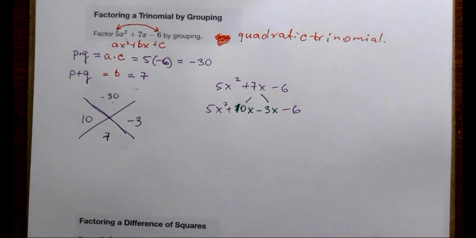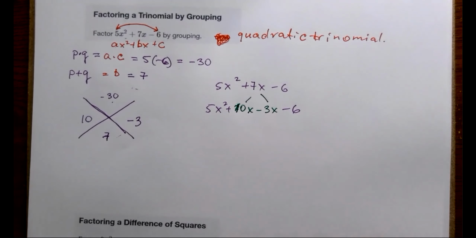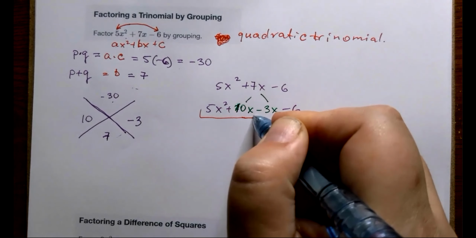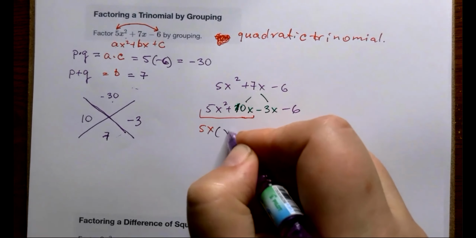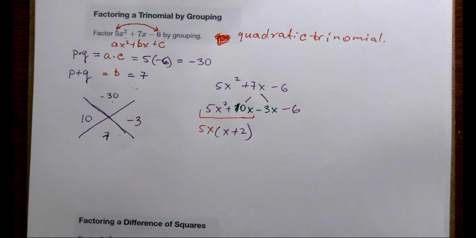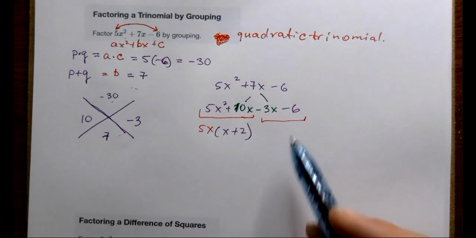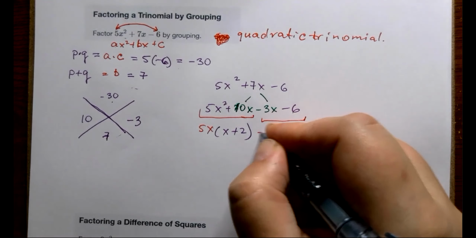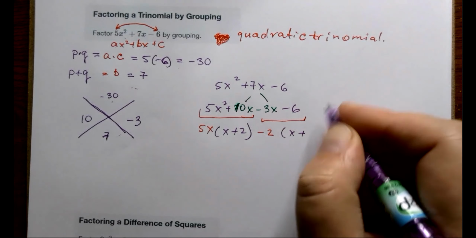So now I have a polynomial in 4 terms. And what do we do? We just proceed as before. We treat it as a polynomial in 4 terms. We're gonna factor it by grouping. So I'm gonna group these two together, and they have a common term, 5x. So x plus 2. And then I'm also gonna group these two together. And what do they have in common? -3. So I'm gonna pull out -3.